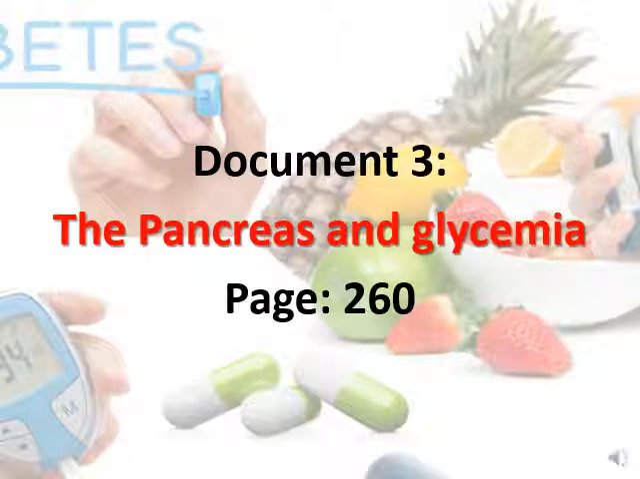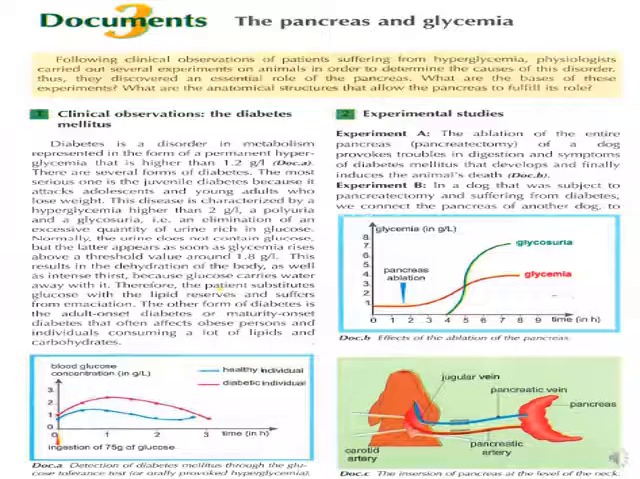Okay. So now let's move to document 3, the pancreas and glycemia. Following clinical observations of patients suffering from hyperglycemia, physiologists carried out several experiments on animals to determine the causes of this disorder. So they discovered an essential role of the pancreas. What are the bases of these experiments? What are the anatomical structures that allow the pancreas to fulfill its role?